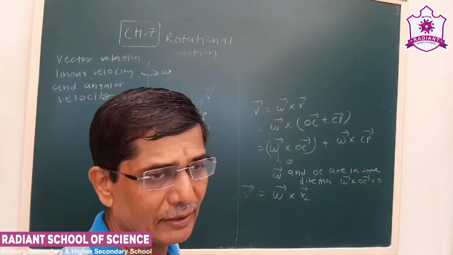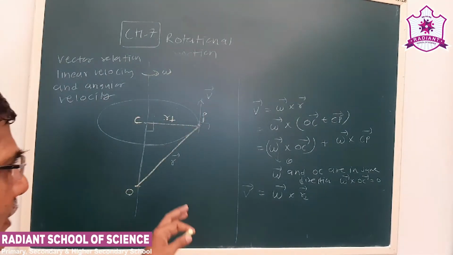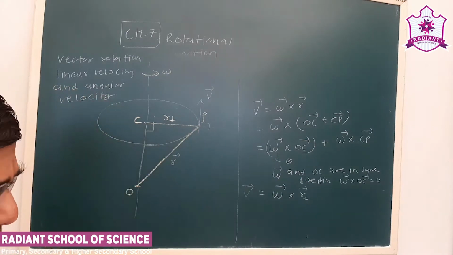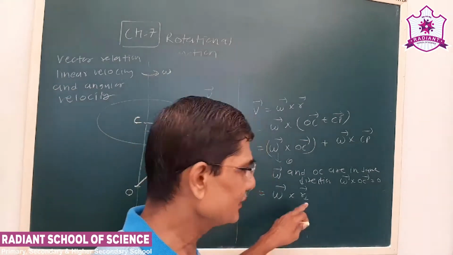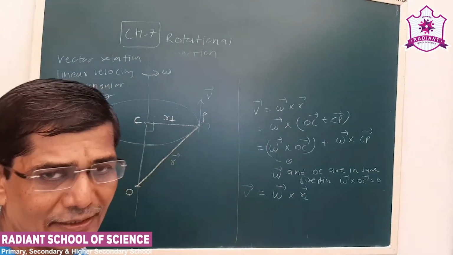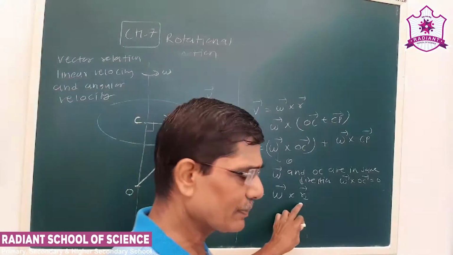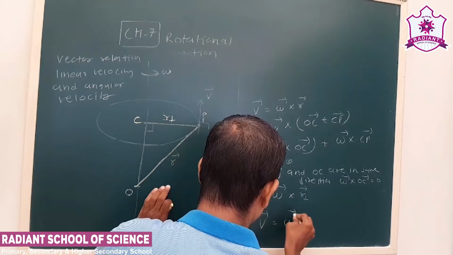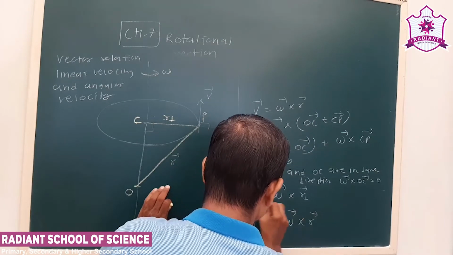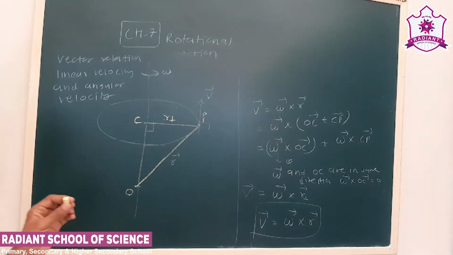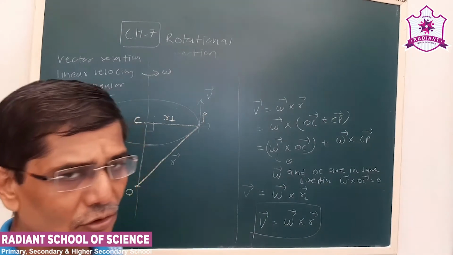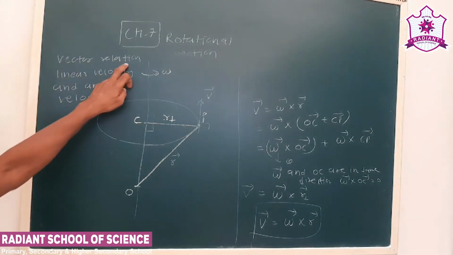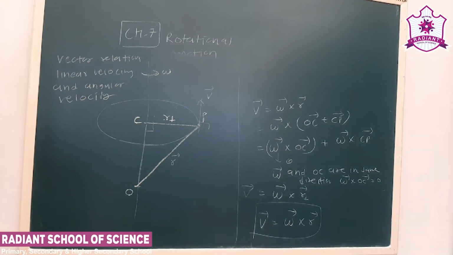omega cross r perpendicular. In general, because there were two distances, we have represented this distance CP, the radius of the circle, as r perpendicular. Otherwise, in general sense, we can write V is equal to omega cross r. This is a very useful relation we will be using later on also. So this is nothing but the vector relation between linear velocity and angular velocity.